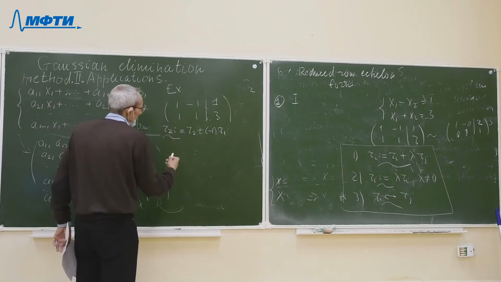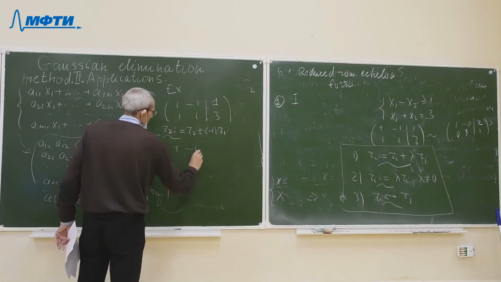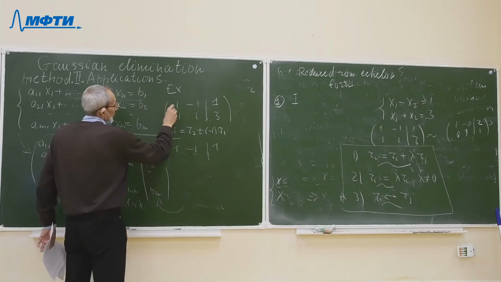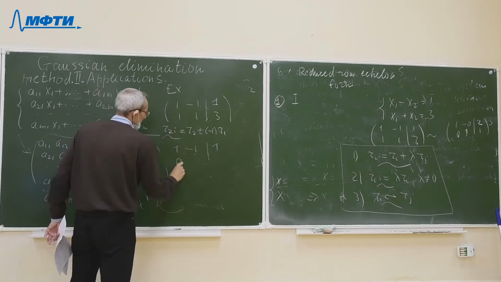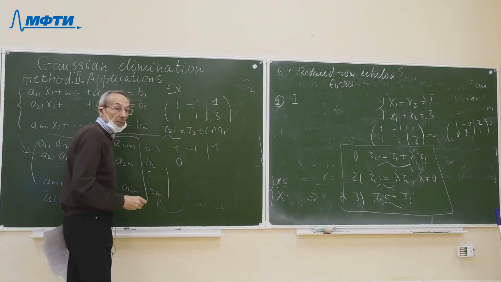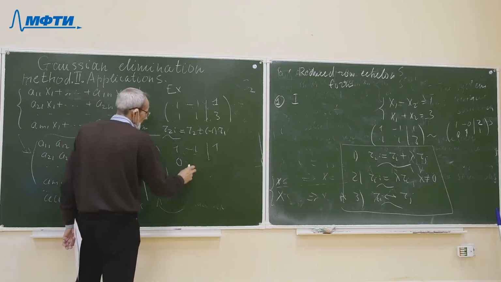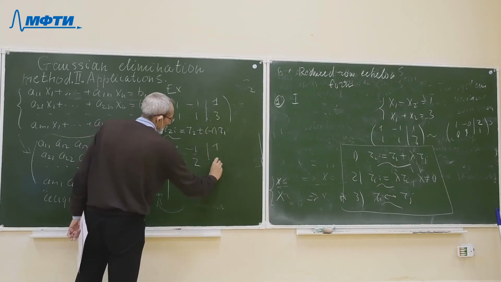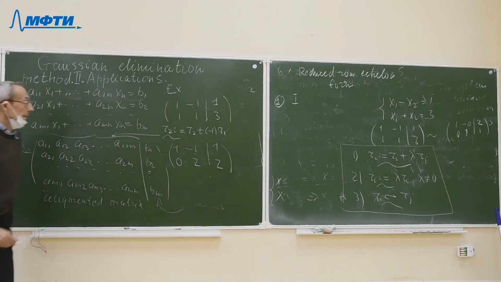And after this operation, the first row is not changed, but the second row: minus 1 times 1 plus 2 is equal to 0. Minus 1 times minus 1, 1 plus 1 is equal to 2. Minus 1 plus 3 is equal to 2. And we obtain the following linear system.